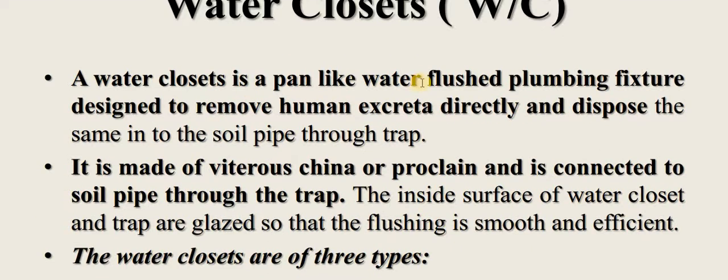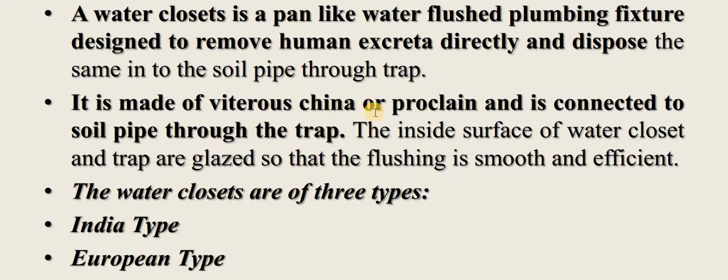Now, water closet, that is WC. A water closet is a pan-like water flush plumbing fixture designed to remove human excreta directly and dispose of it into the soil through a pipe and trap. It is made of vitreous china or porcelain and is connected to the soil pipe through the trap.